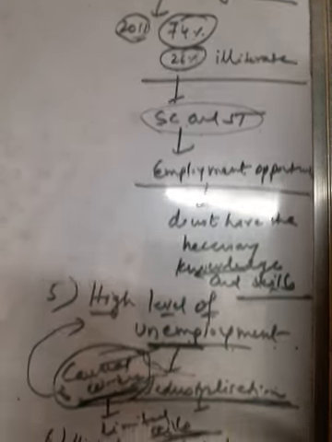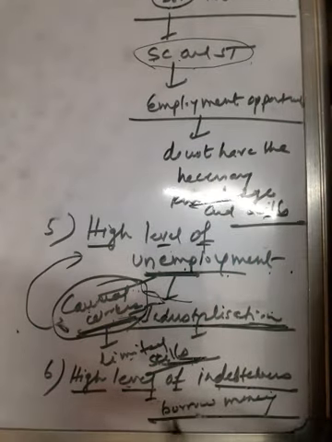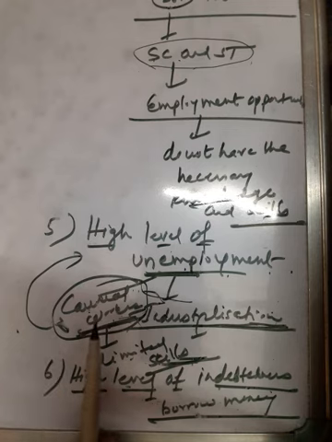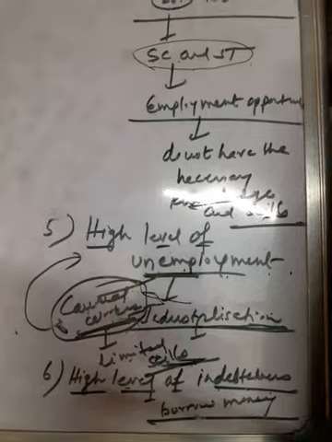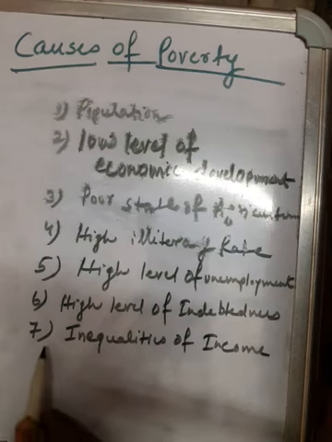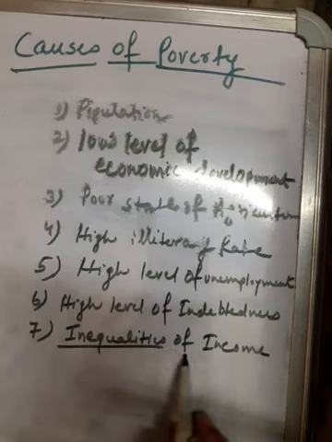Then there is a high level of indebtedness, especially in rural areas. Unemployment, underemployment or the casual nature of work compels people to borrow money, that too at the highest interest rates. Such indebtedness is one of the significant factors of poverty. Next, students, is inequality of income.